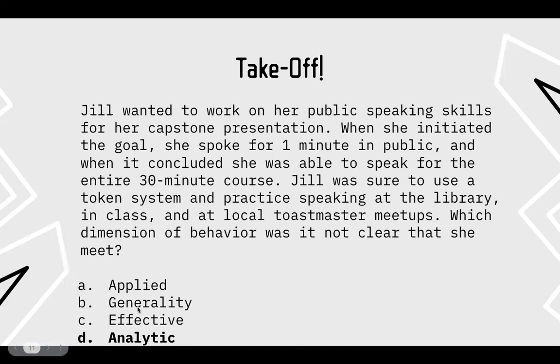I've already talked about effective. Generality, well, we did it at the library, we did it in class, and we did it at the local Toastmasters meetup. So we've met that generality dimension. And then applied, she needed public speaking skills for her capstone presentation. This is to graduate, so obviously it's important to Jill. So that is applied. Applied is socially significant. And to Jill, it seems socially significant since she wants to work on it. She's also the one that selected it, which to the individual who's selecting it, that's socially significant. She picked it as a goal. So hope you can see why this is analytic.